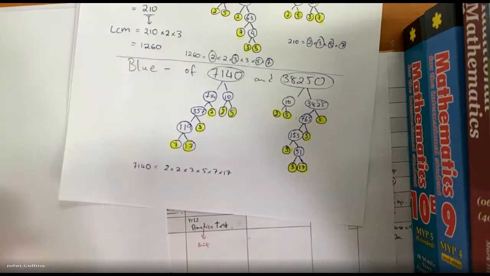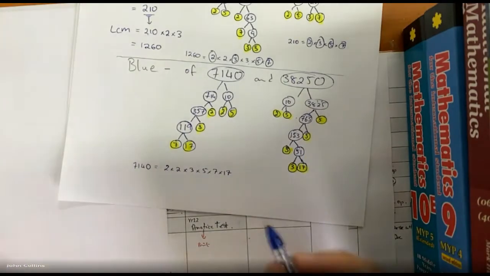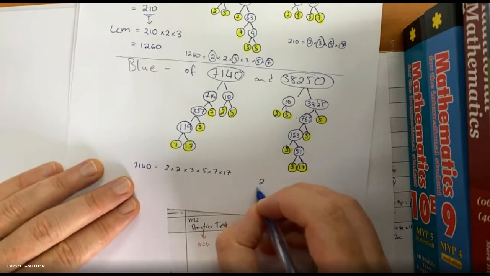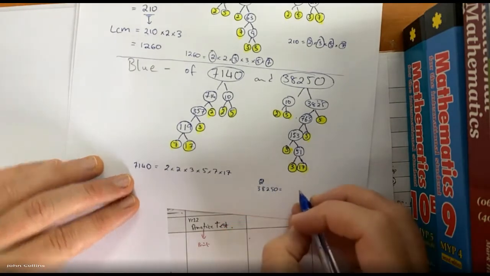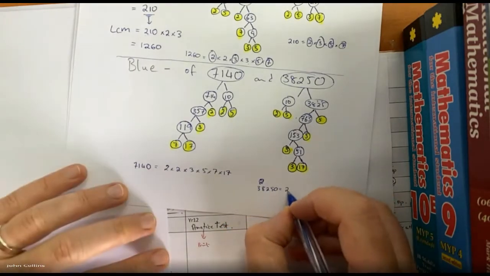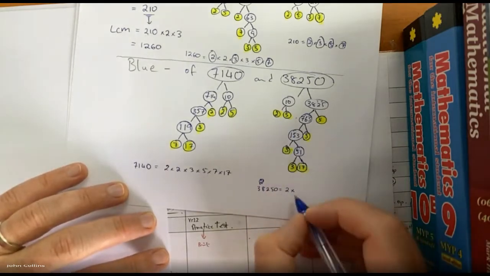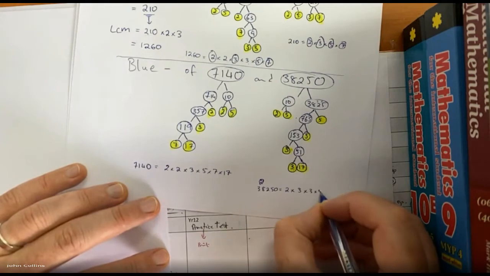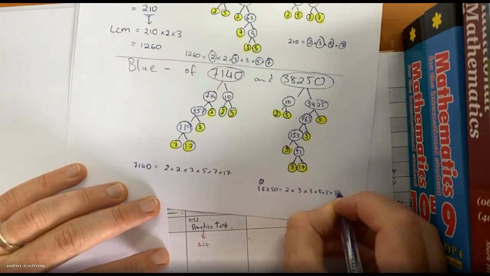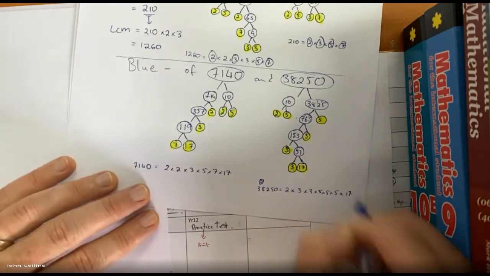Very good. Multiply those out. 38250 can be made up of 2 times 2, 3, 3, 5, three 5s, and a 17.